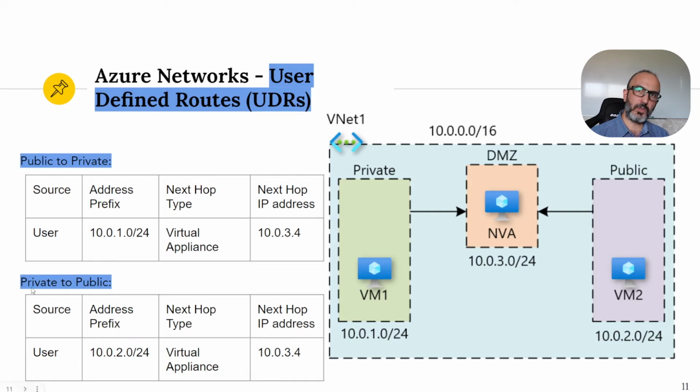And from private to public, we'll have another route table with a route inside of it. The route would be telling Azure that for any traffic that is destined to the public subnet, which is 10.0.2.0/24, again, the next hop is a virtual appliance, and the next hop IP address is 10.0.3.4. Now that we understand what a user-defined route is, let's jump into the Azure portal and implement a user-defined route.